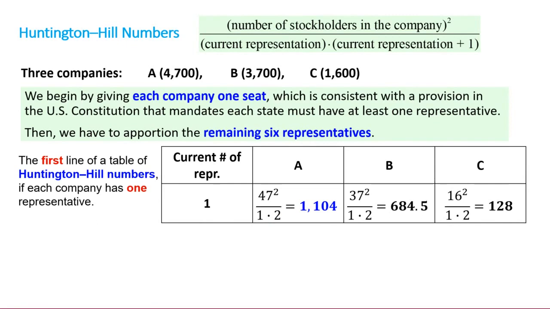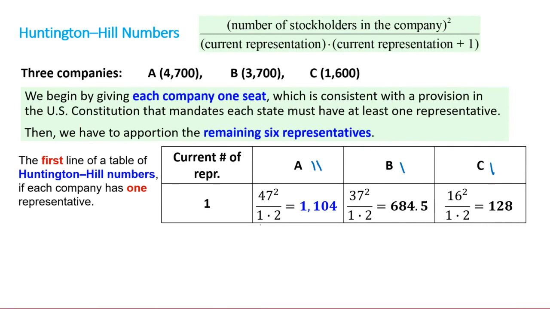So in Huntington-Hill numbers, you will see such tables. The first table suggests that every group has one representative, and we assign the second one. We find the Huntington-Hill numbers, and we decide who gets the second one. Okay, we have 1,104, we have 600, we have 100. Okay, 1,104 is definitely greater. So the second representative goes to A. So first they all have one representative, and now A gets the second one.